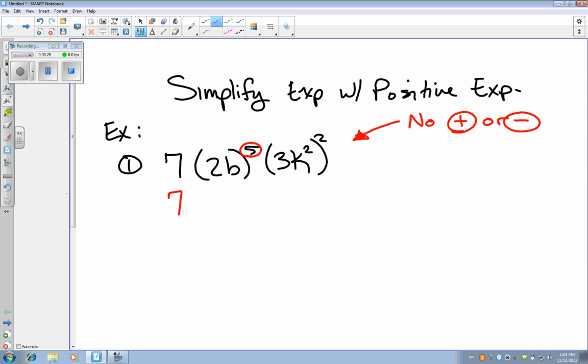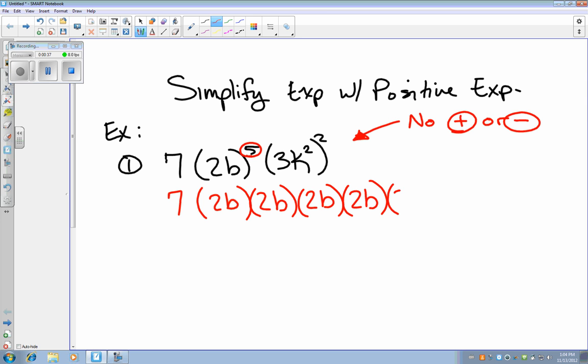If there's no pluses or minuses, it's fine to take both of those things to the fifth power, because this just means I'm taking 2b and multiplying it by itself 5 times. Same with this second one over here. Everything in these parentheses is being taken times itself twice. So I'll put 3k squared times 3k squared. Now, normally I probably wouldn't do all this work, and I'll show you the shortcut later, but I just want to show you where this is coming from.